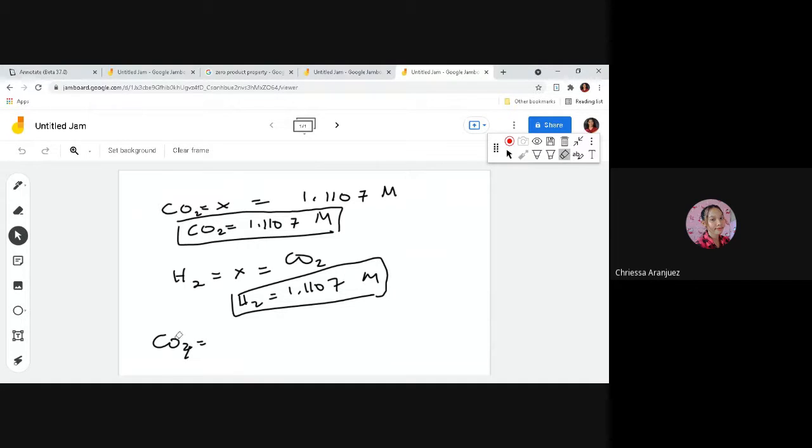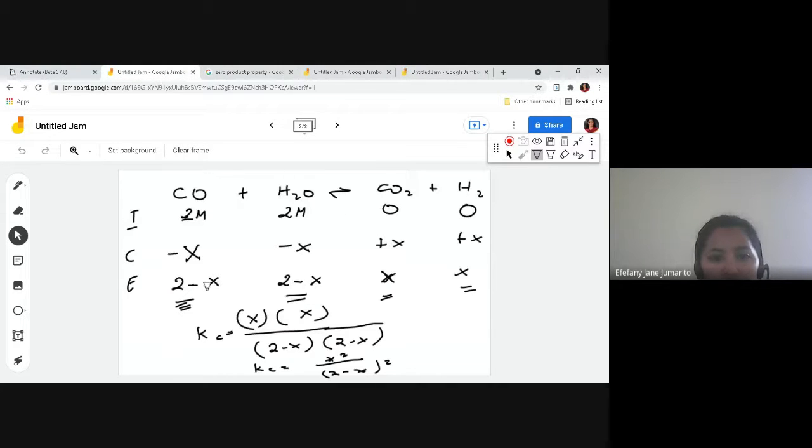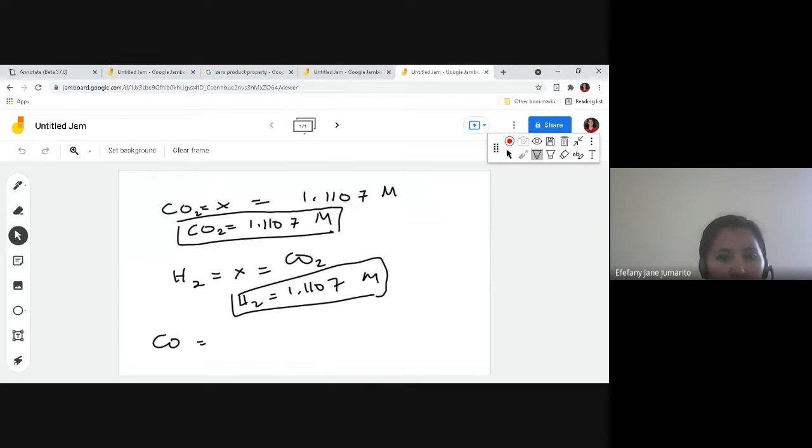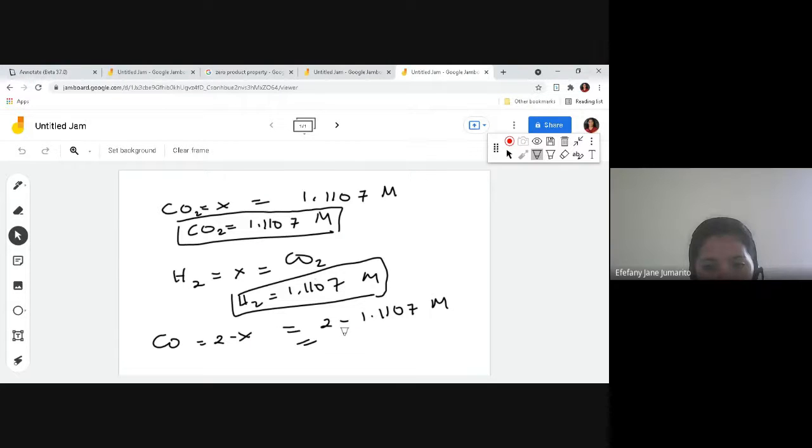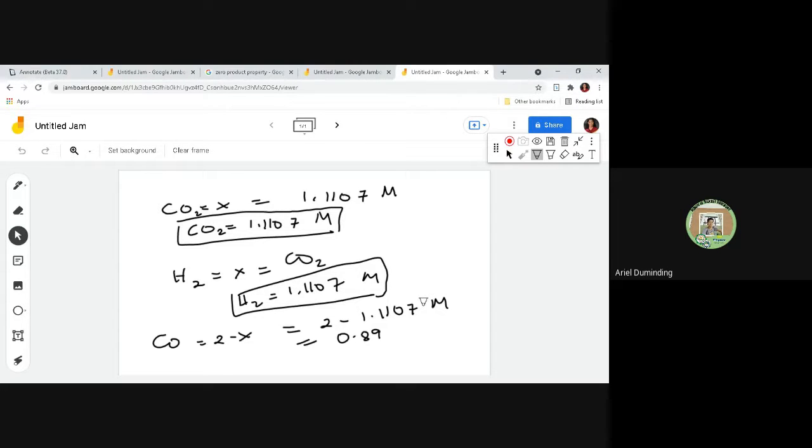I think that's CO. Okay, yes, CO. CO is equal to 2 minus x. 2 minus x, then that is equal to 2 minus pila nga x? 1.107 molar. So, equal to pila man eh? 0.89. 0.1107. So, pila nahiyan? 0.89. Sakto.